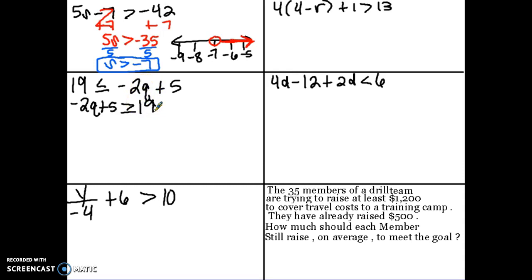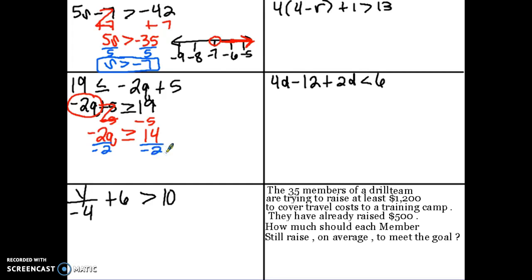So now I'll start with adding or subtracting. I'm going to subtract 5 from both sides. Those cancel out and leaves me with negative 2q on the left side is greater than or equal to 19 minus 5, which is 14. Now I have a one-step inequality. I have negative 2 times q is greater than or equal to 14. So I'm going to divide by negative 2 on both sides.